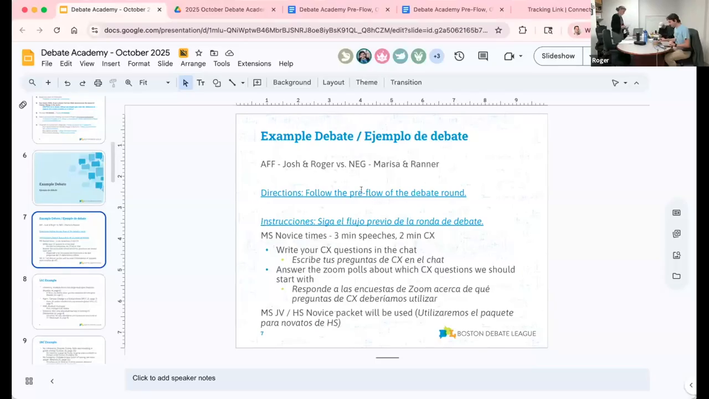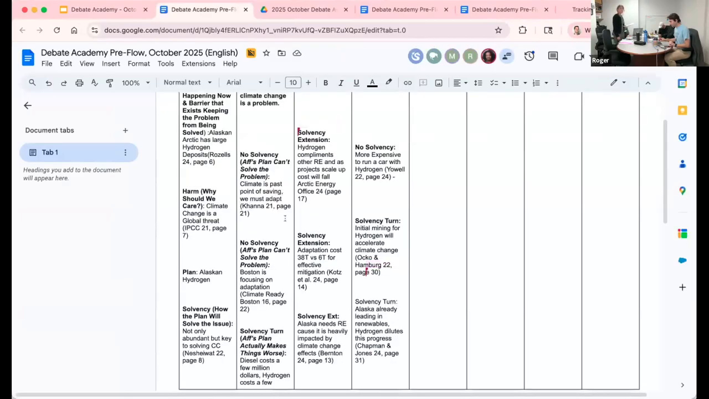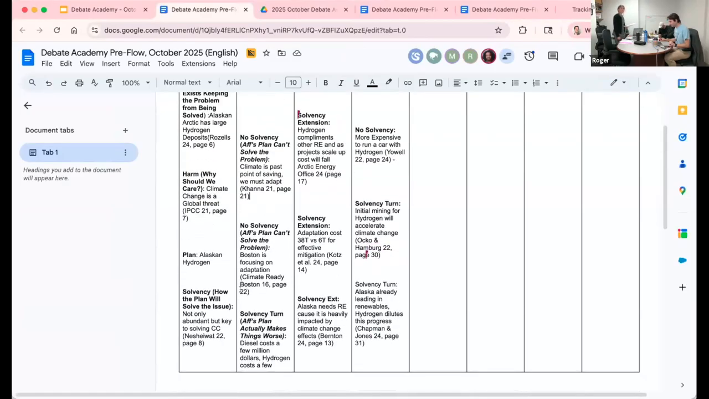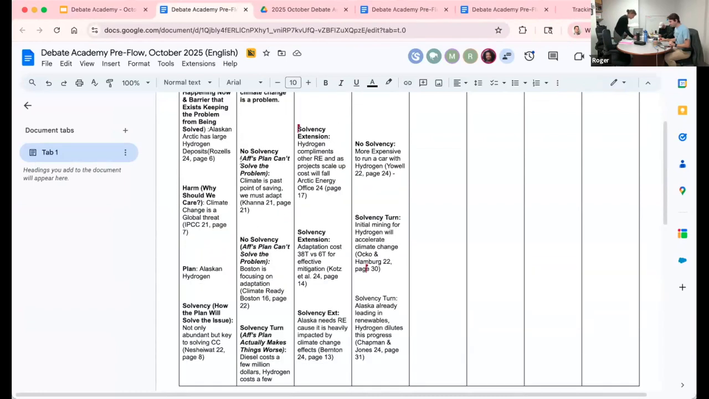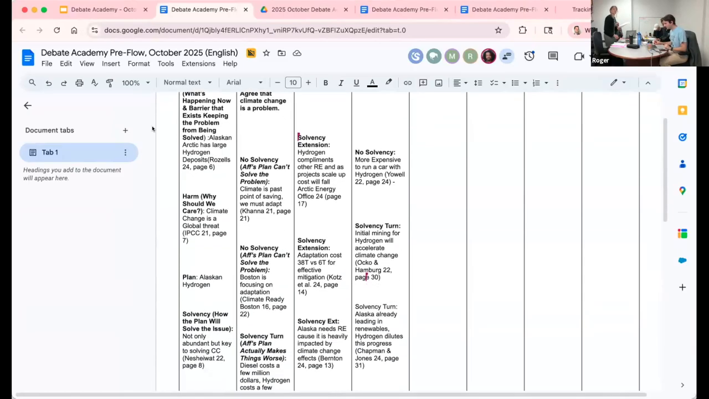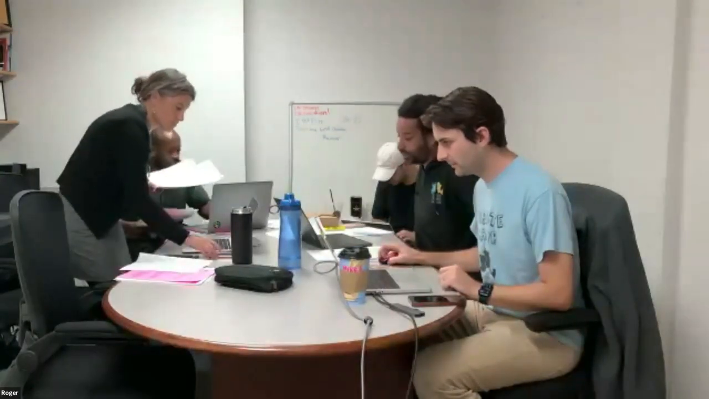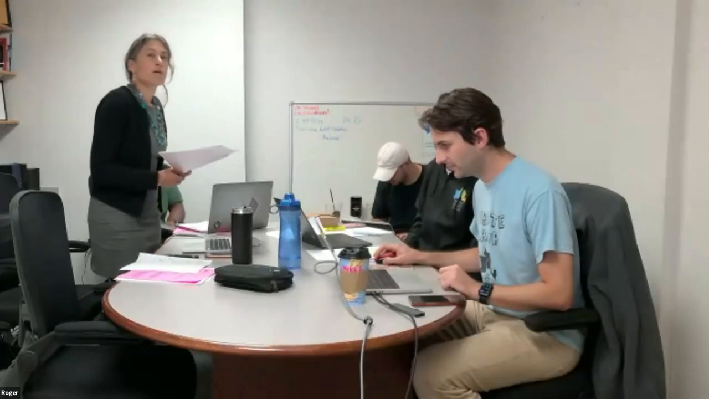So in the pre-flow of the debate round, Marisa is going to read pages 21, 22, and 28. And there's also a note about how she's going to respond to the first part of the argument. So 21, 22, and 28 is what I will pull up here. I'm going to share the evidence again, and go ahead, Marisa.